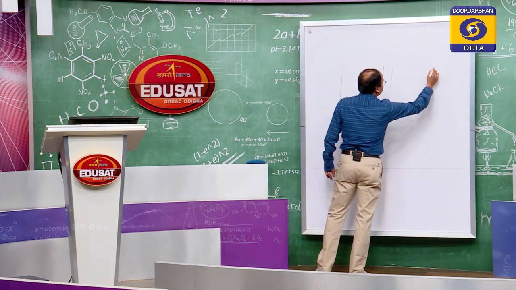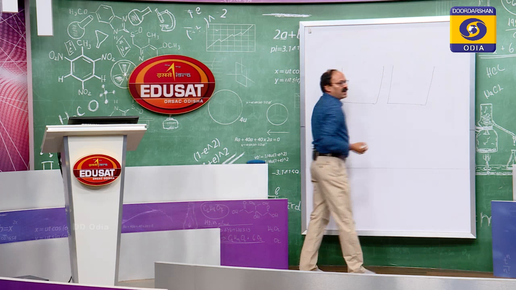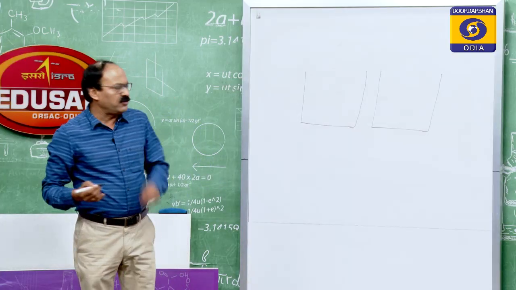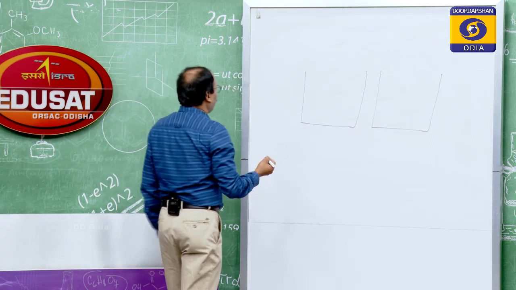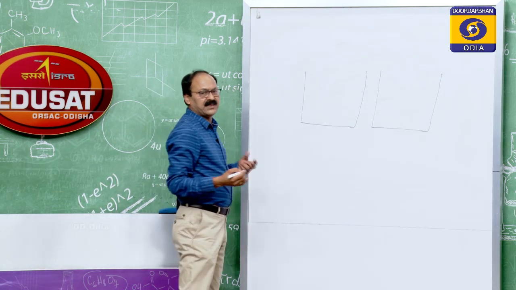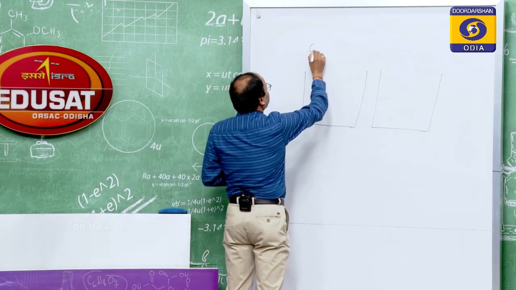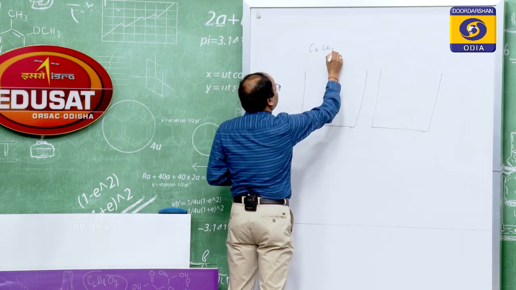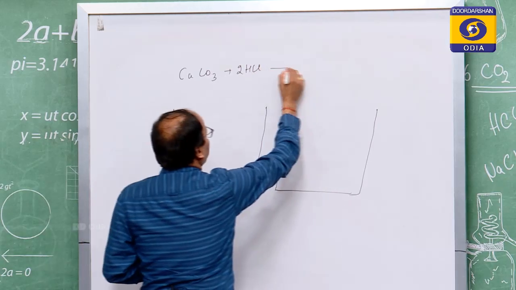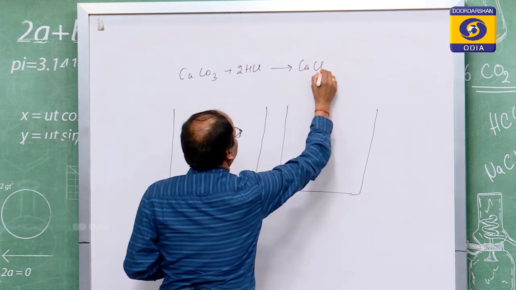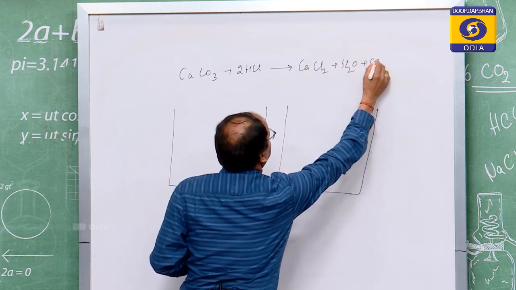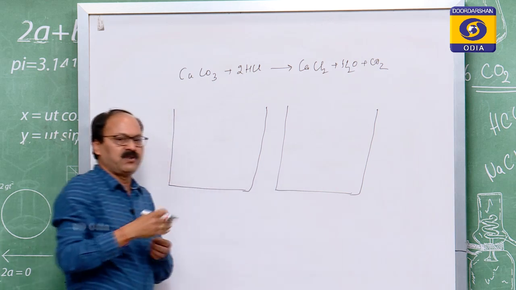I will give you a very simple example to illustrate osmosis. You take two eggs and dip them in dilute HCl. If you dip them in dilute HCl, what will happen? The hard shell of the egg is calcium carbonate. When it comes in contact with dilute HCl, it will get dissolved to produce calcium chloride, water, and carbon dioxide. So, the hard shell will get dissolved.